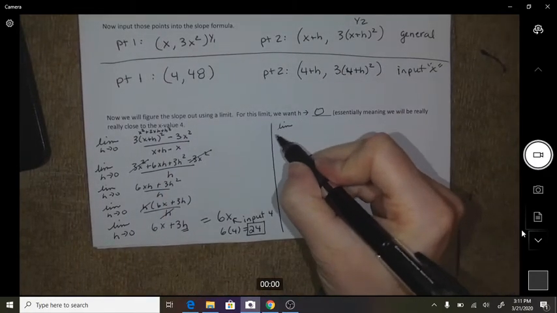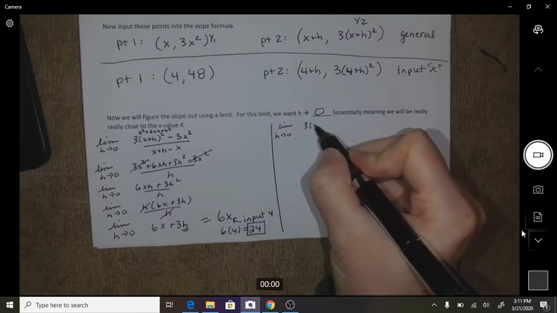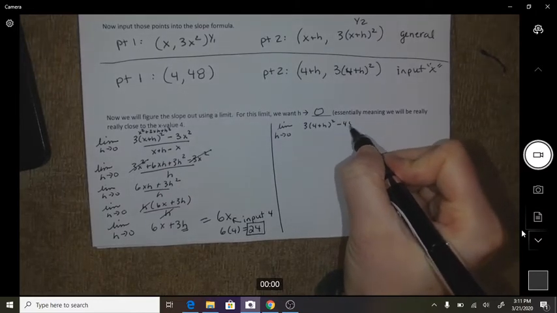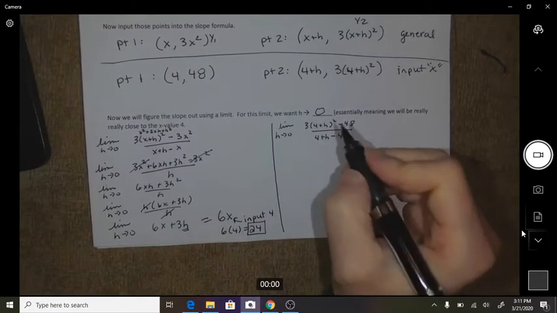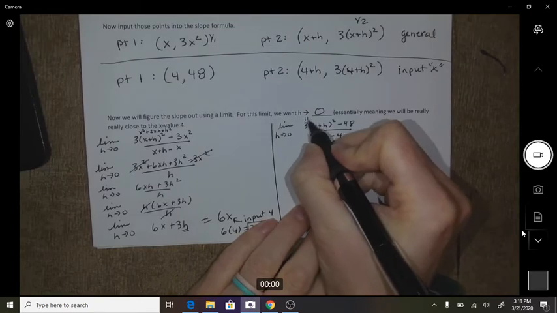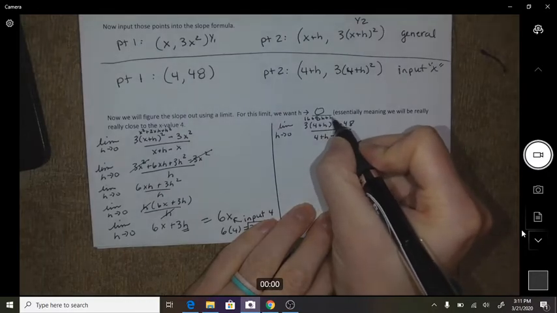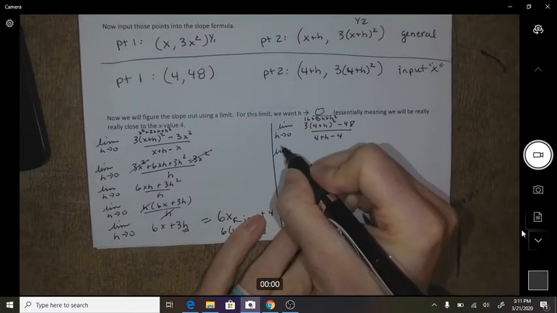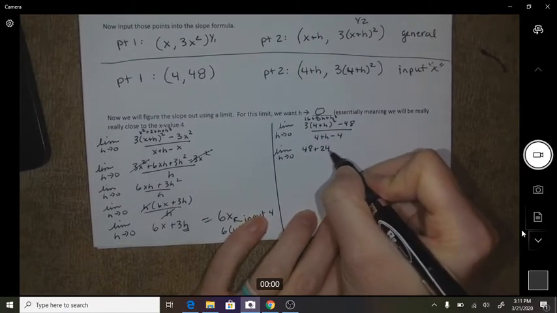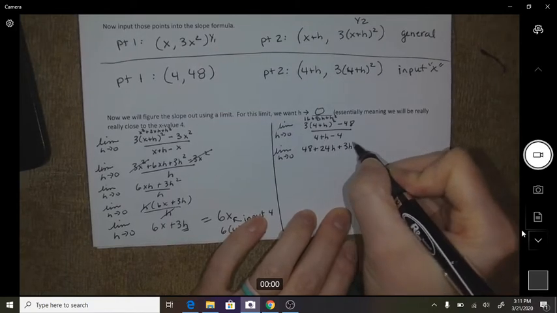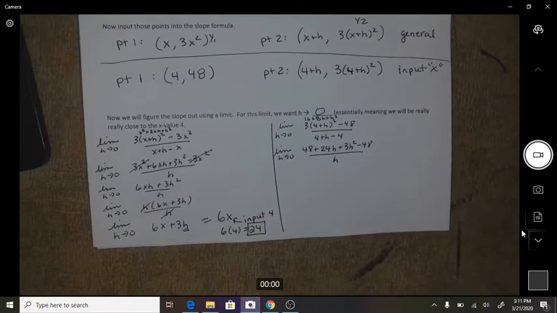So the limit as h approaches 0, y2 minus y1 over x2 minus x1. Okay, so if I FOIL this out, I'm just going to do it above: 16 plus 8h plus h squared, and I still have to times it by 3. So timesing it by 3 is 48 plus 24h plus 3h squared minus 48. That bottom piece is always going to end up being h.